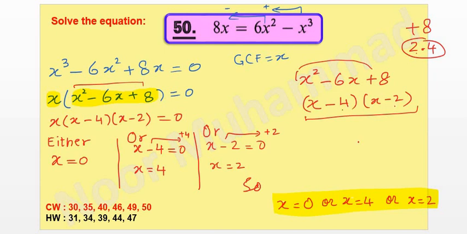Both of them will get the same sign, 4 will be negative, 2 will be negative. I brought them over here, I replaced this expression with its factors, and then simply you will find the values of x from these three factors. That's all for this exercise. Hope you understand it.